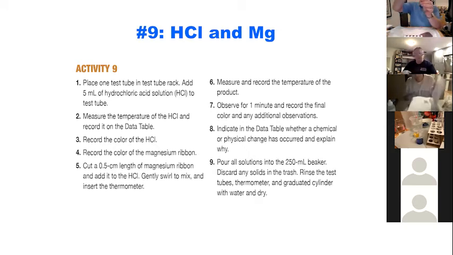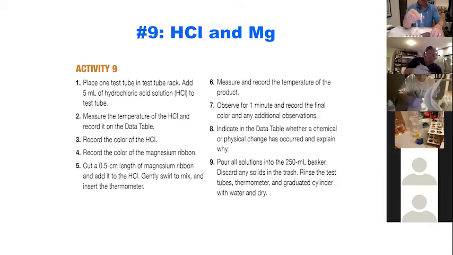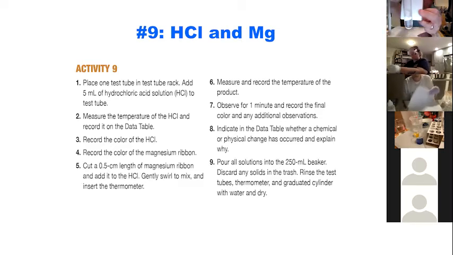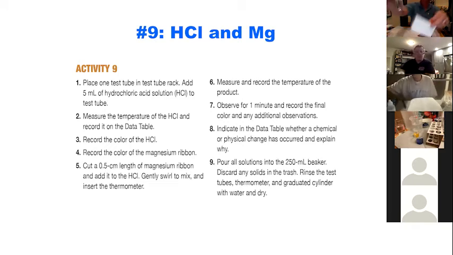Okay, so I checked my temperature. Again, pretty much the same temperature it's been all night, 21. Take the thermometer out, and then we toss it in. Now it's really important you have your goggles on for this, because watch what happens. It immediately starts to bubble. So we put our thermometer in and we swirl it.